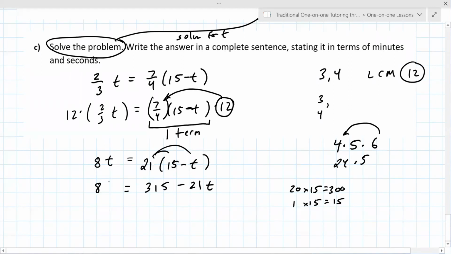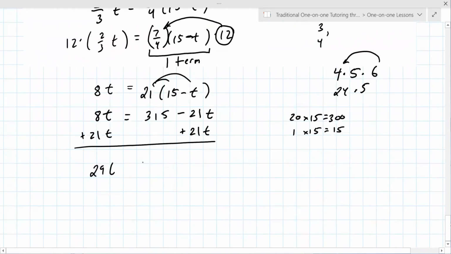Right. And then you have 8t over here. So we're going to add 21t to both sides. So we have 29t equals 315. And unfortunately, this does not work out very nicely at all. I am a little shocked here.